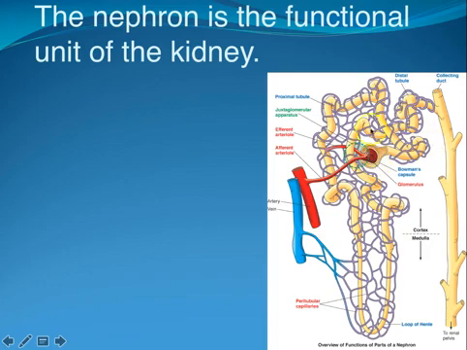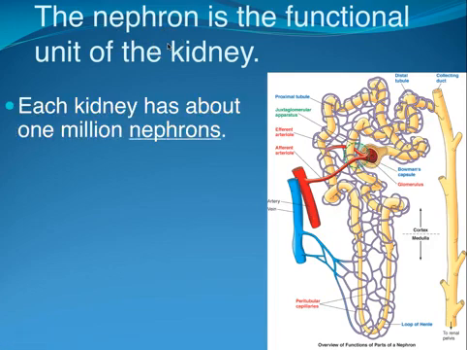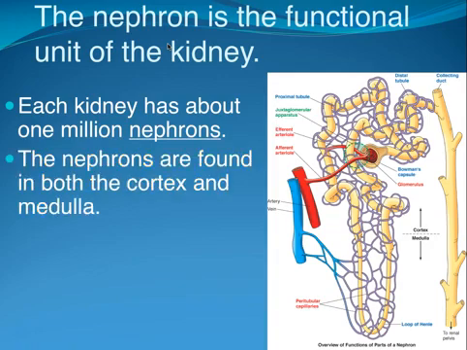Right, so all the yellow that you're seeing here, that is called a nephron, and it is the functional unit of the kidney. That is where all of the filtration is going to be occurring. So each kidney has about 1 million nephrons. What I mean is the nephrons are found in both the cortex and medulla. So what you're seeing here in this image, cortex is from this dotted line up, medulla is from the dotted line down. So the nephron extends from the cortex down into the medulla. So it extends through both areas.